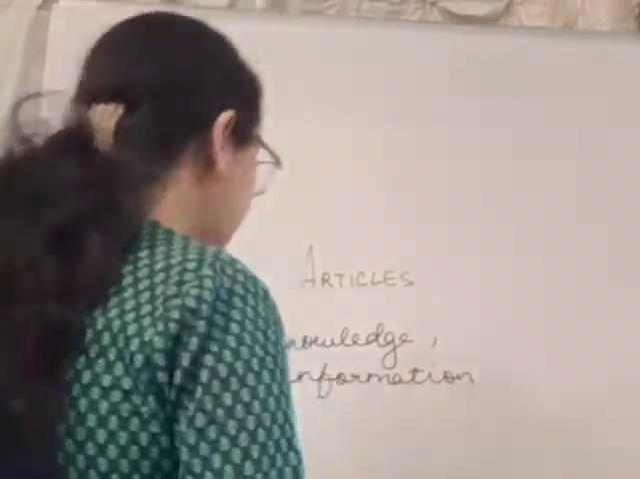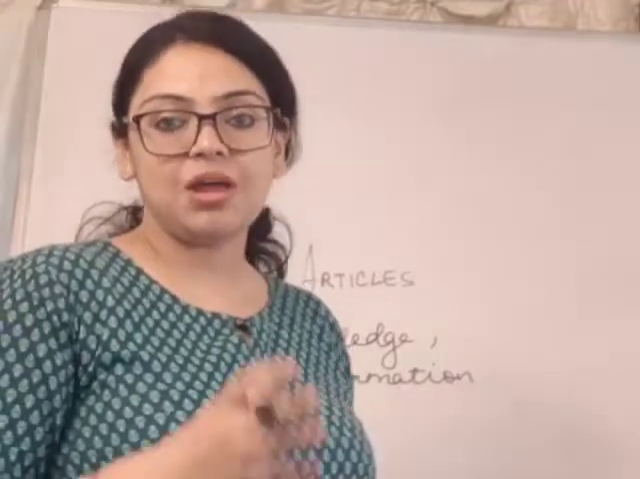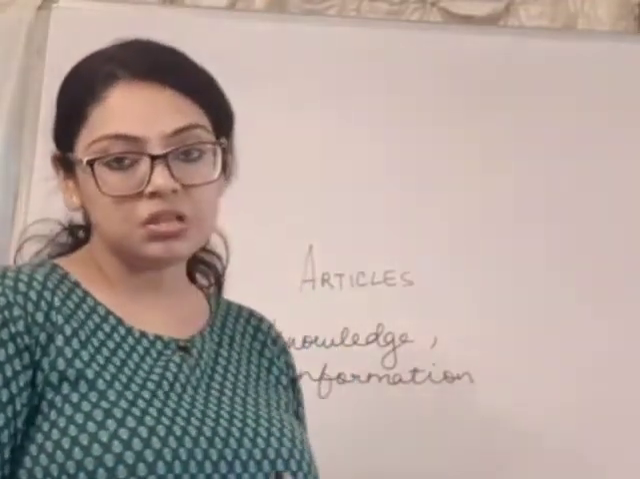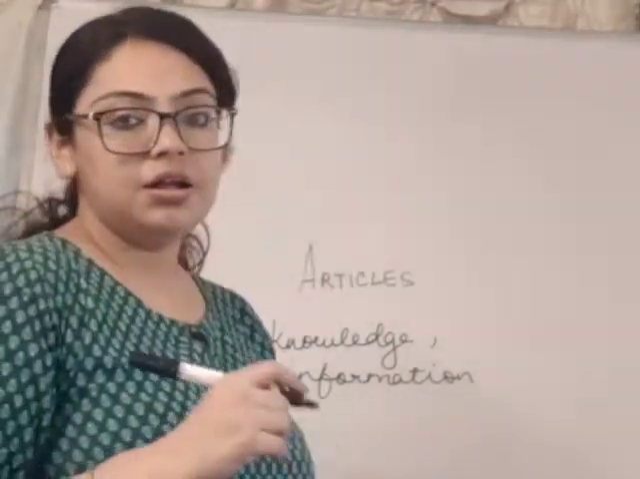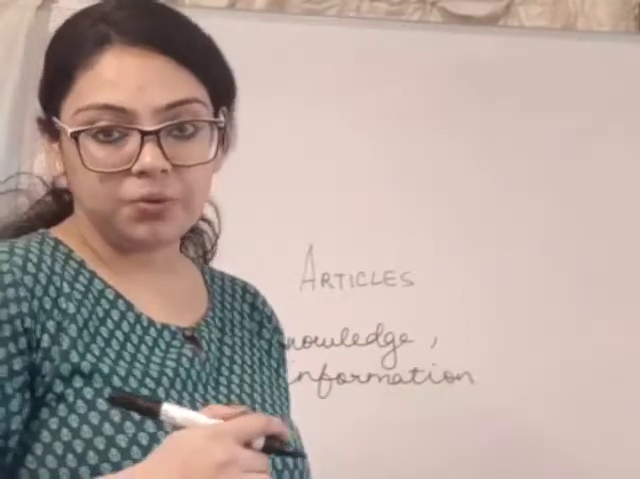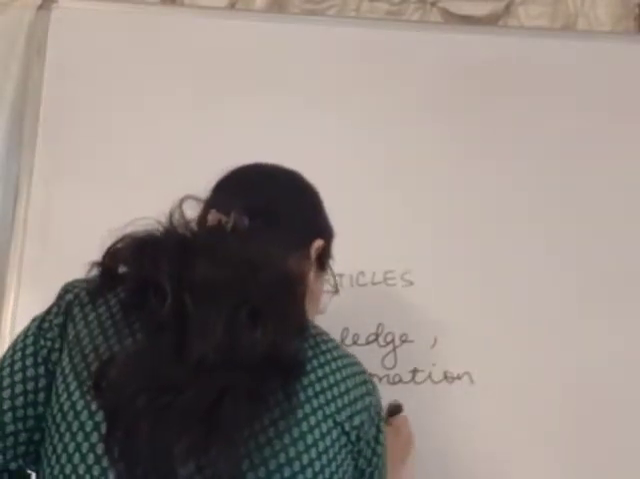That's the first thing. With words like knowledge, information, and such kind of uncountable abstract ideas, we do not use a or an. Next, one that I've already told you, an article is always followed by a noun, like an officer.